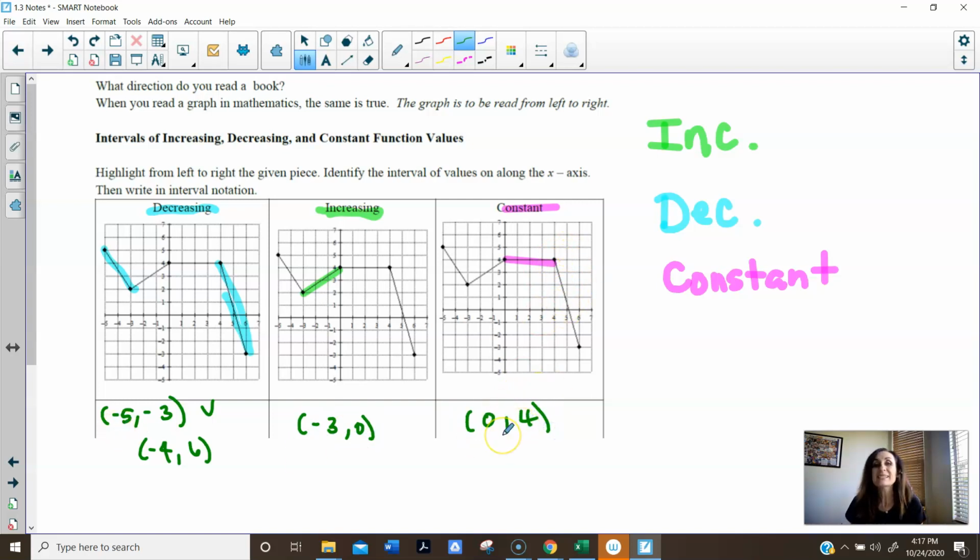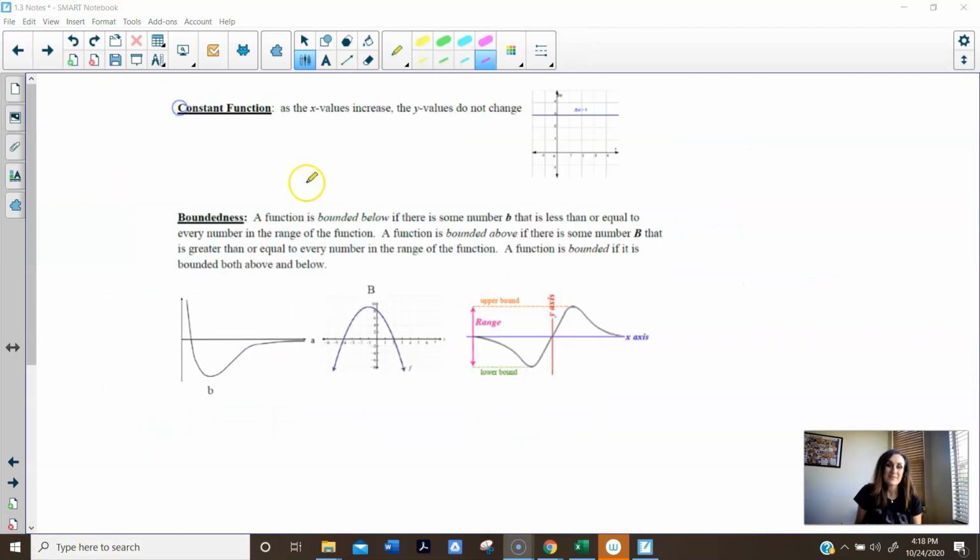Again, you can use parentheses for interval notation for everything. So in a constant function, you get no change in the y values as the x values increase. Think of a constant speed. You go straight across. Looking at boundedness, we use boundedness in calculus. How we find if something is bounded is it would be like drawing a horizontal line above and a horizontal line below. And if you can box the graph in from above and below, then the graph is considered bounded.